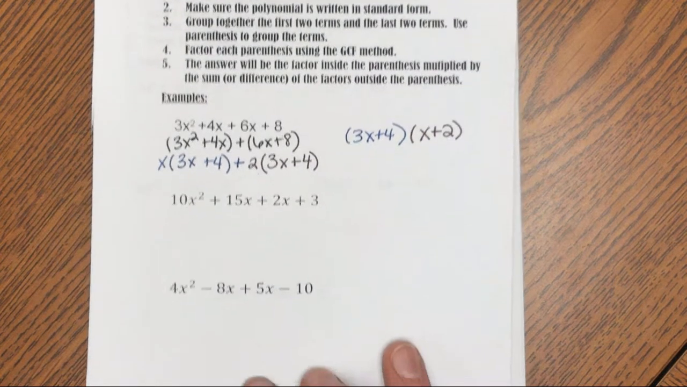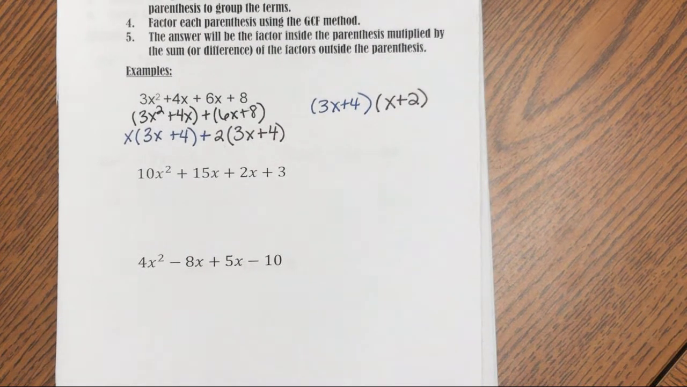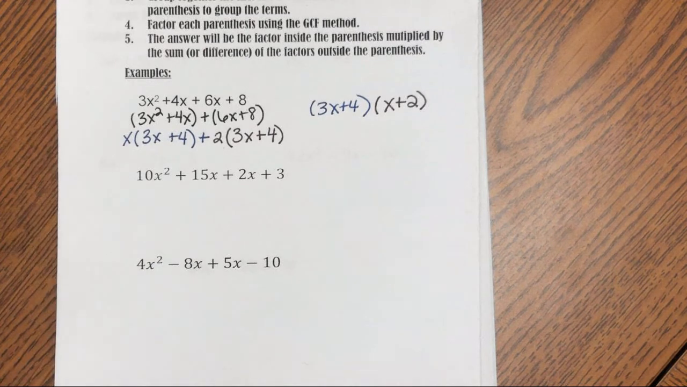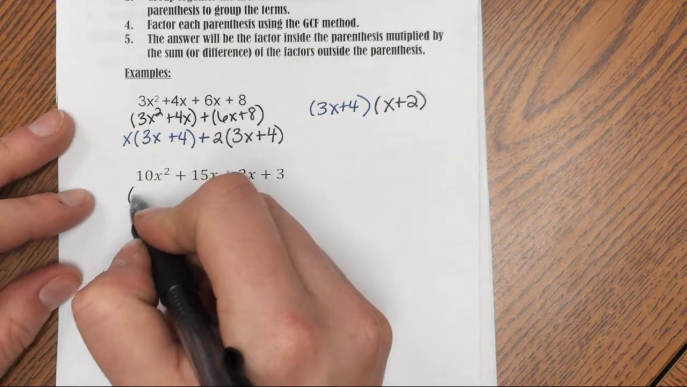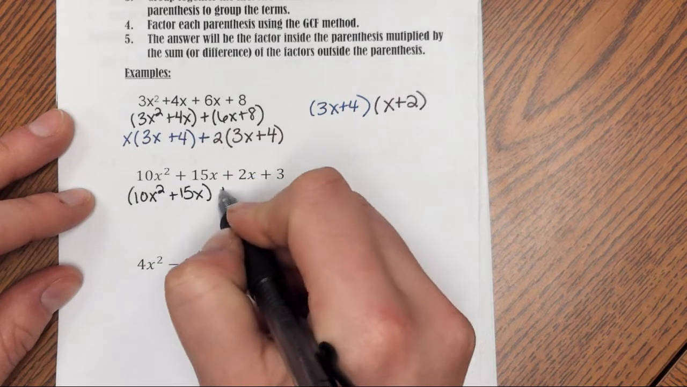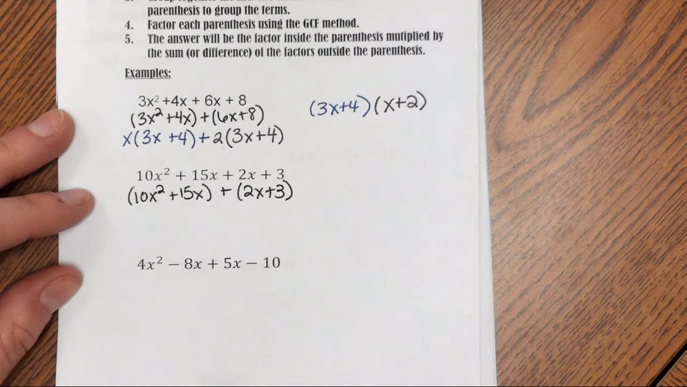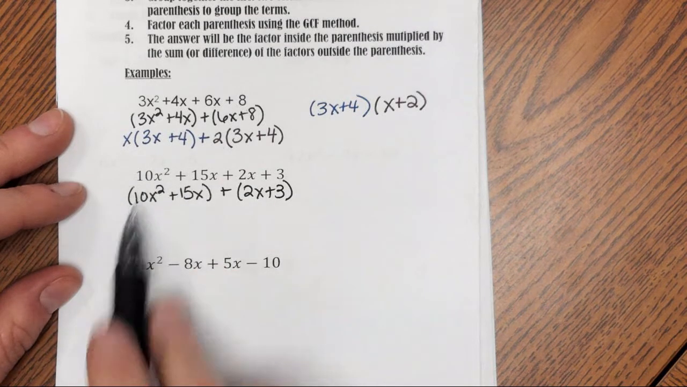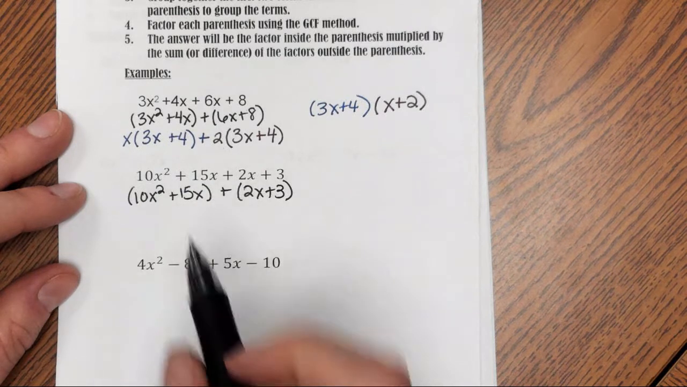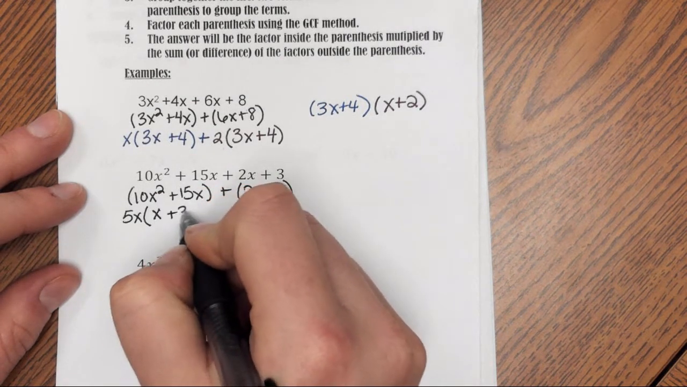All right, example number 2, 10x squared plus 15x plus 2x plus 3. Again, start by looking for a GCF, quick scan, and I don't have any. So I'm going to group this, 10x squared plus 15x plus 2x plus 3. Here I'm going to factor out my greatest common factor, and in this case it is a 5x, which leaves me with an x plus 3.